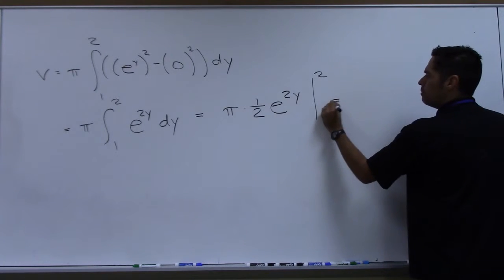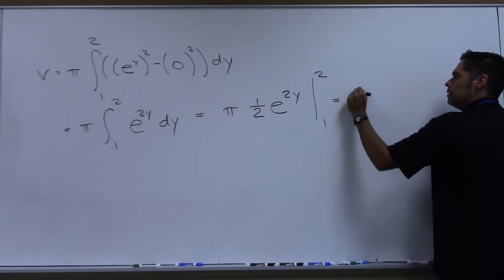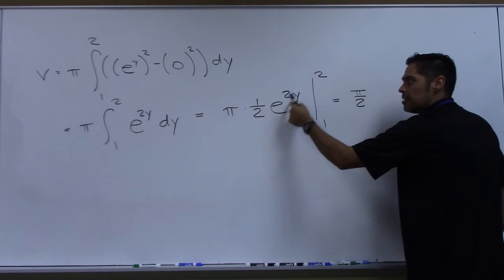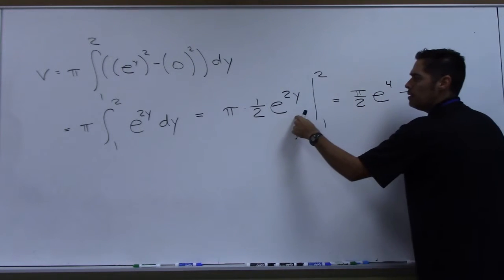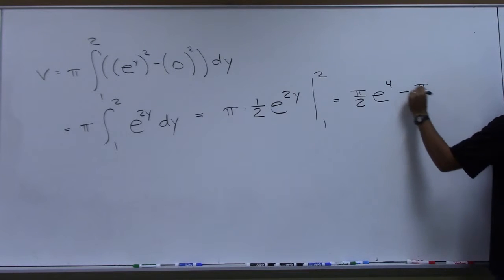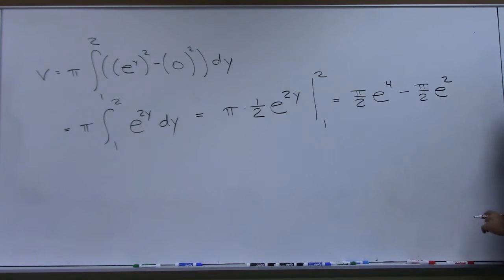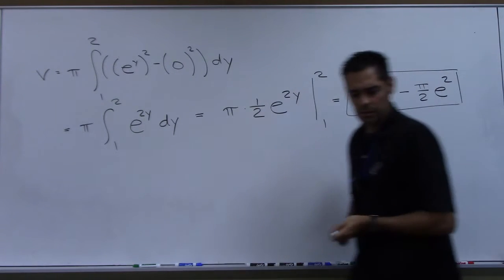Let's plug in 2. What do you get when you plug in 2 here? Pi over 2 is the same as pi times a half. E to the 4th minus, now plug in 1, pi over 2 e squared. Yeah, it's good enough. We could get that as a decimal, but who cares?